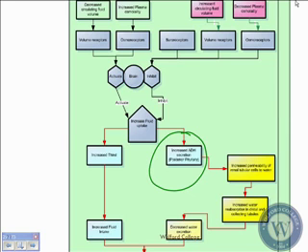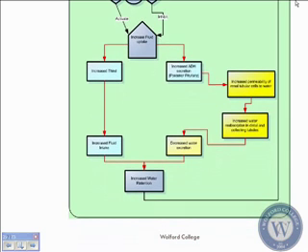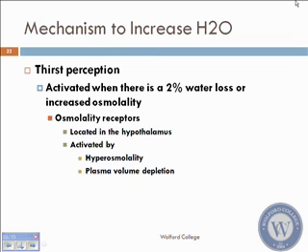What it does eventually, when it gets released into the bloodstream, is go to the renal tubular cells to increase the permeability and reabsorb more water, and this causes decreased water excretion. Eventually, this causes an increase in water retention, and that's what keeps the person from hopefully dying from losing volume. Thirst perception is activated when there's less than 2% of water loss or increased osmolality. So it doesn't take much to make the change.